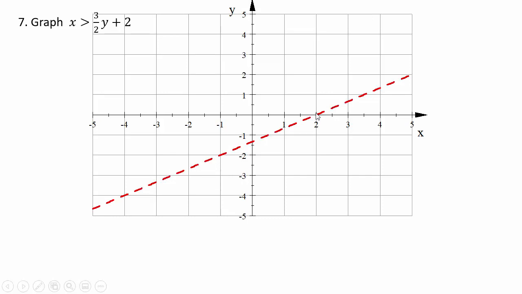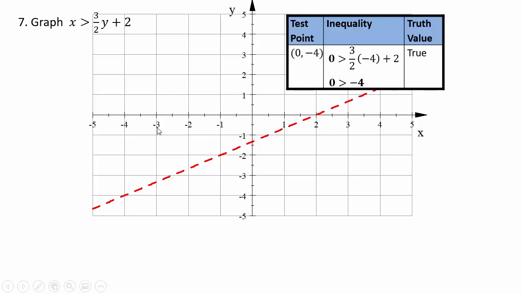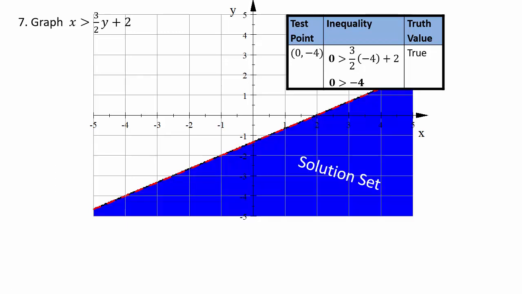We use a dotted line because it's a strict inequality. And then test points tell us that everything under the line is our solution set. The line is dotted.